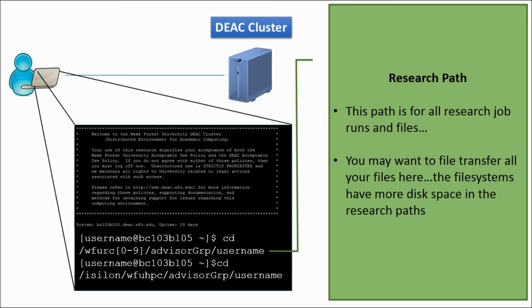These paths are used to place and generate the data you will need for your simulations and any files generated by those simulations or jobs in the cluster. Make sure you utilize the research path because each file system will have more disk space compared to your home directories when you connect to the cluster.